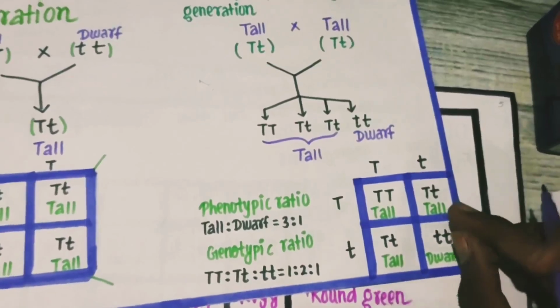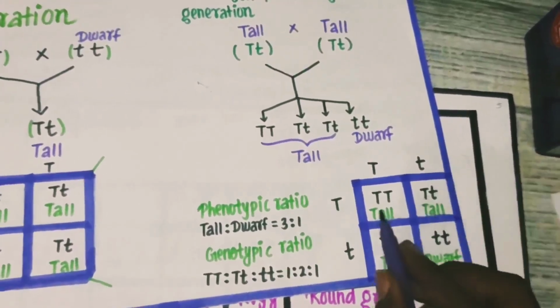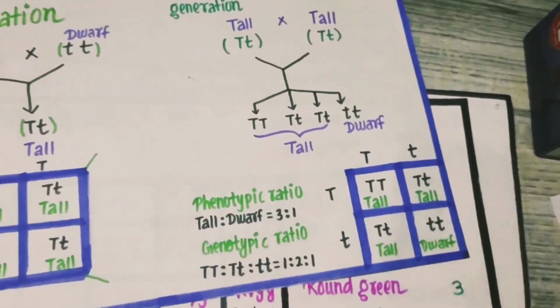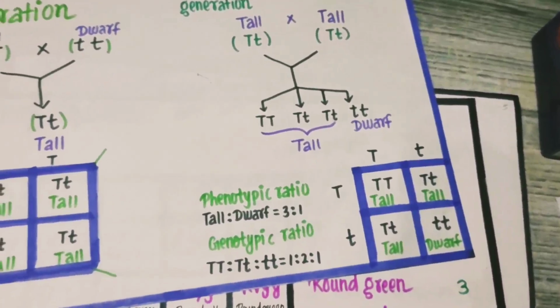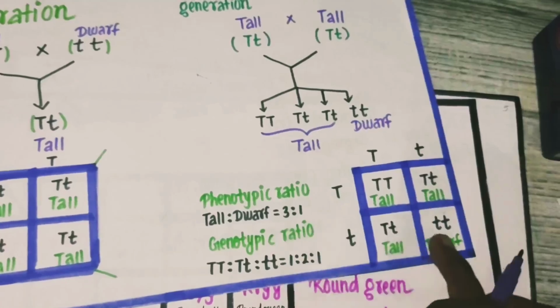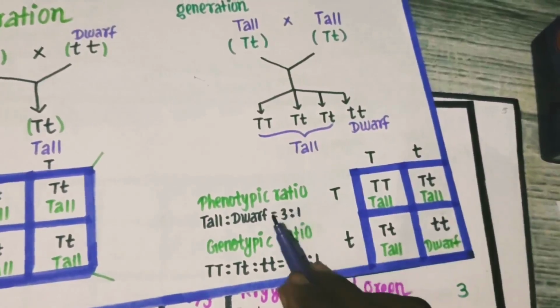That means this is the phenotypic ratio. You can see the external appearance is tall and the other appearance is dwarf, right? So if you note the ratio, out of these four parts, three parts are going to be tall and another one part is going to appear dwarf. So when they ask you the phenotypic ratio, it is 3:1.